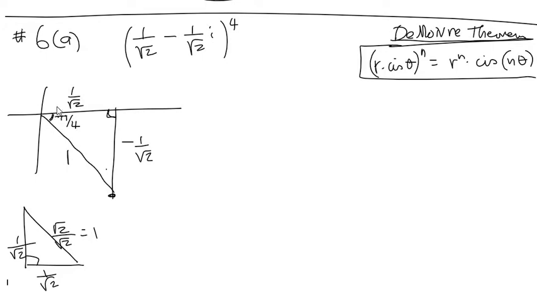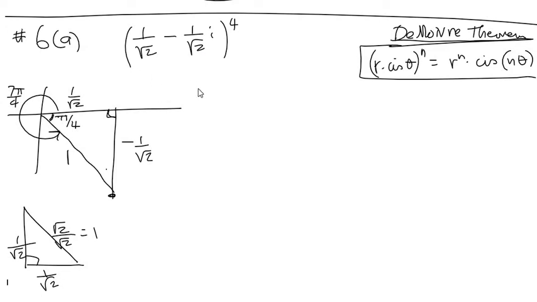And if this angle's pi over 4, then this angle here with the positive x-axis is 7 pi over 4. Right, pi over 4 short of a whole rotation. 8 pi over 4 is a whole rotation. So this number right here can be written.